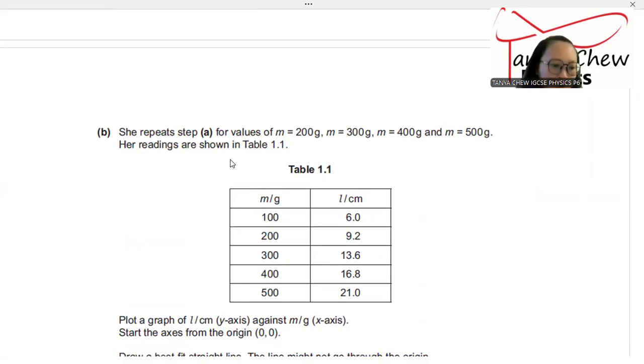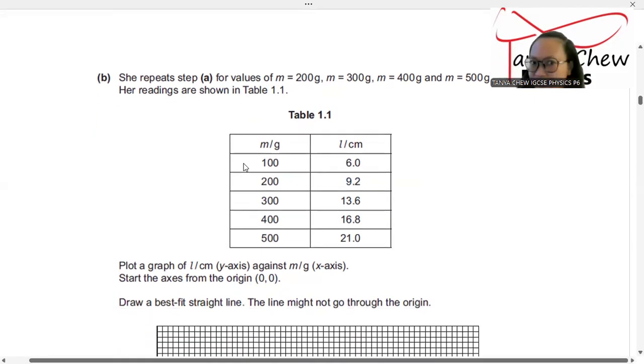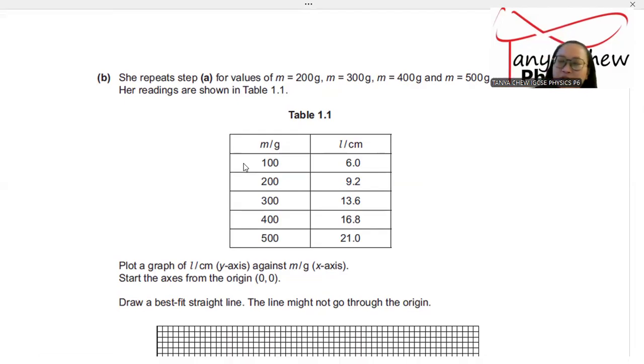M equals 300 grams, M equals 400 grams, and M equals 500 grams. Her readings are shown in Table 1.1. Plot a graph of L/cm, that's the unit of length, on the y-axis. You have to be clear, L must be on the y-axis against M/gram, that's the unit of mass, on the x-axis. Start the axis from the origin, 0, 0. No choice, you have to start from the origin. Draw a best fit straight line. The line might not go through the origin.